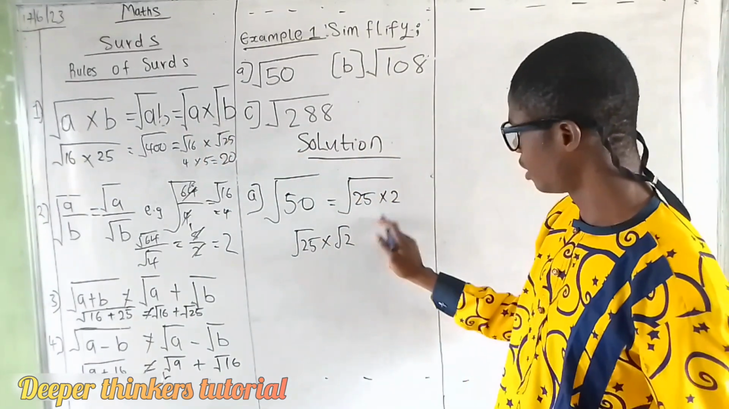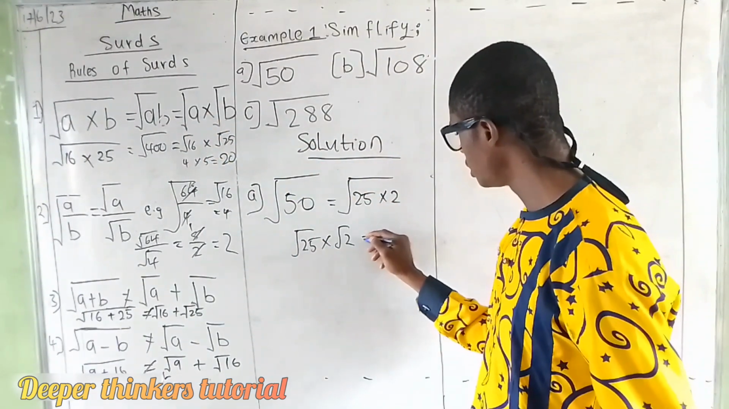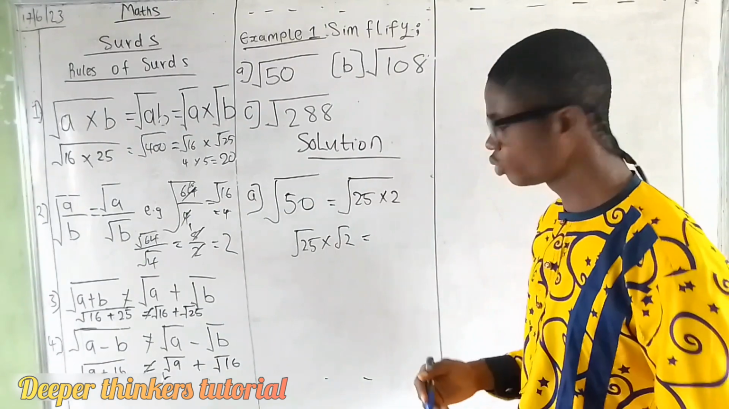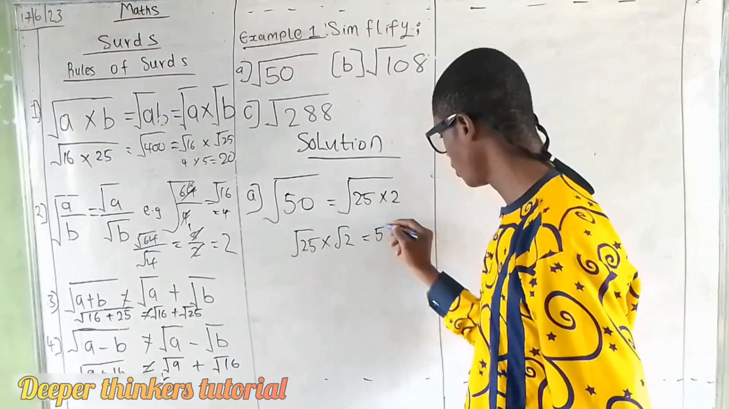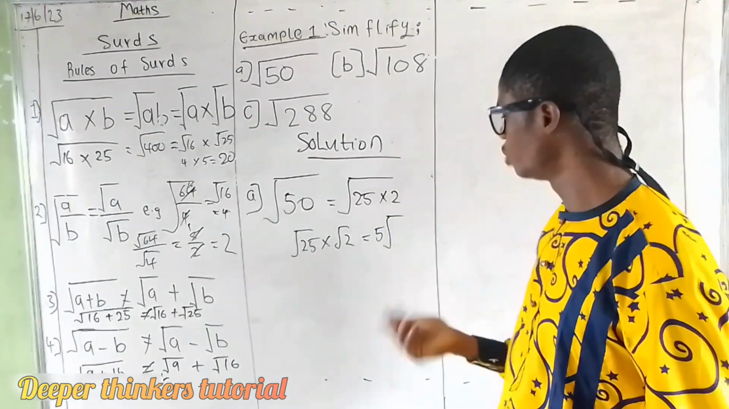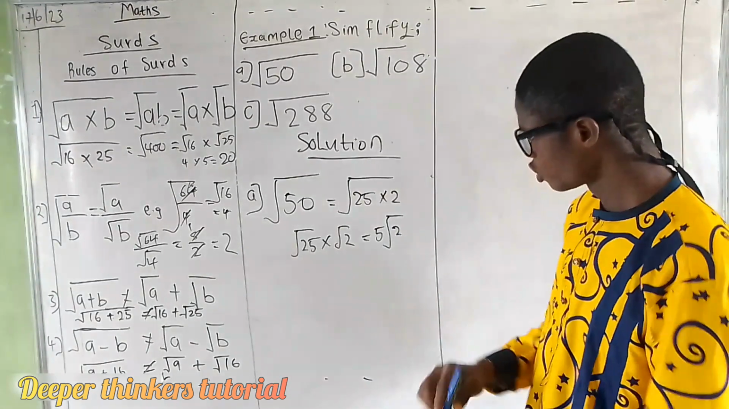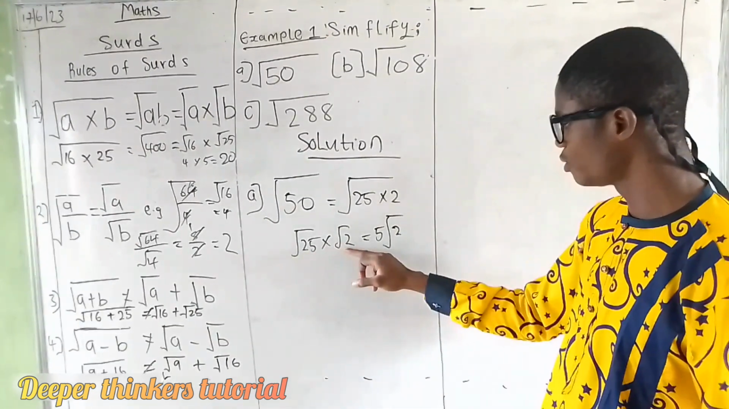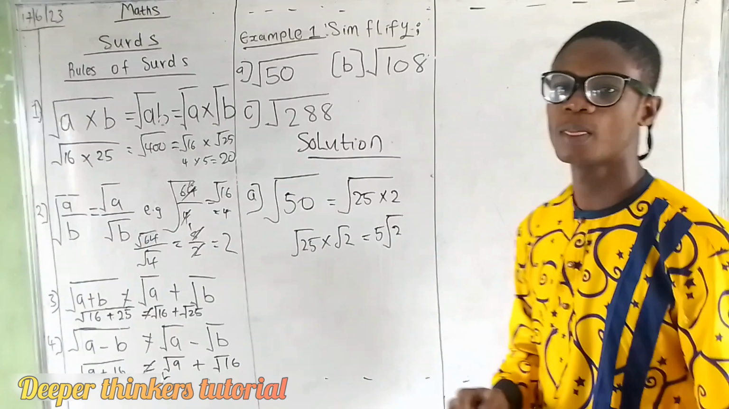It's the same, we are coming to the first rule. So what will the answer be? We know that the square root of 25 is 5 and 2 does not have a square root. So when you multiply 5 times root 2, it will be 5 root 2.